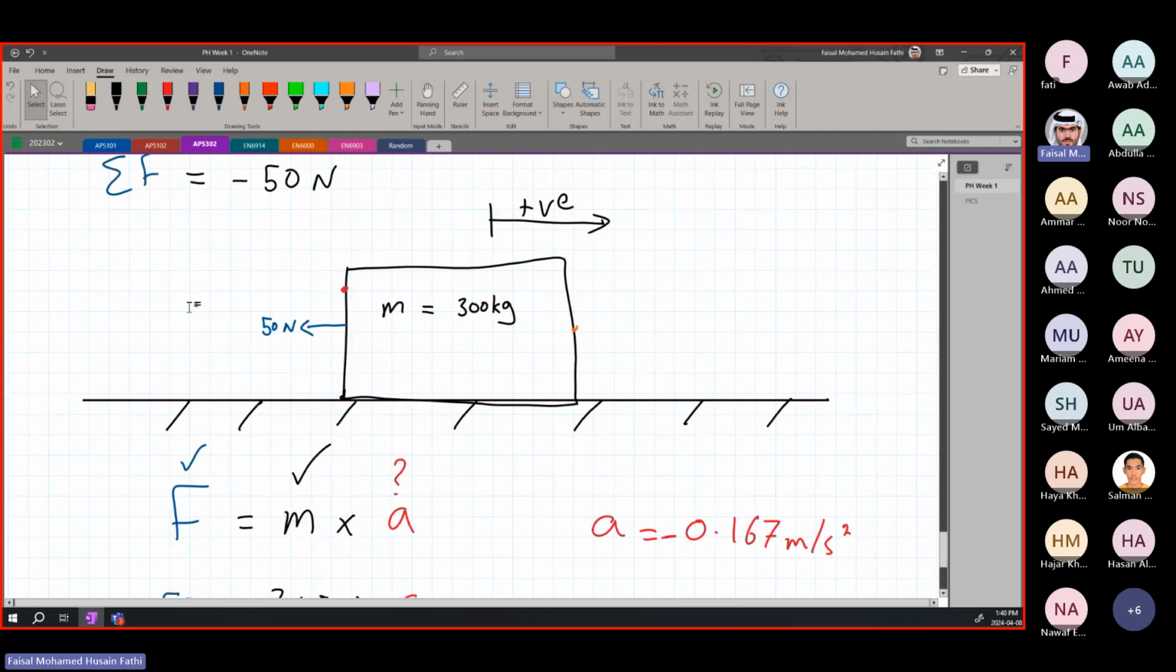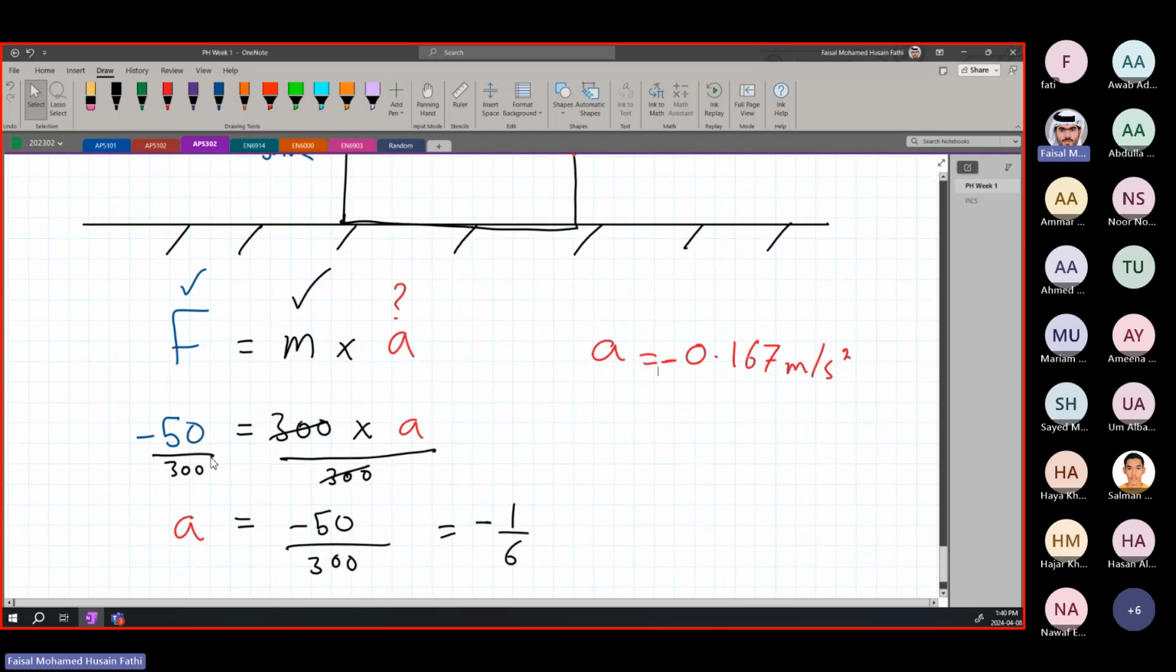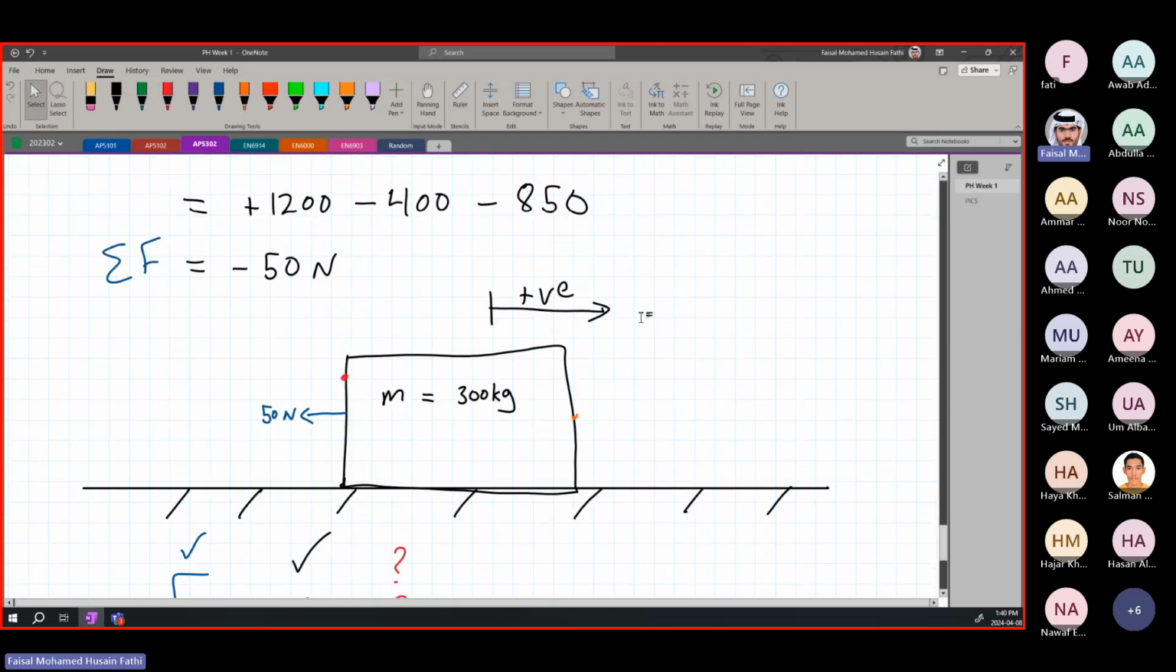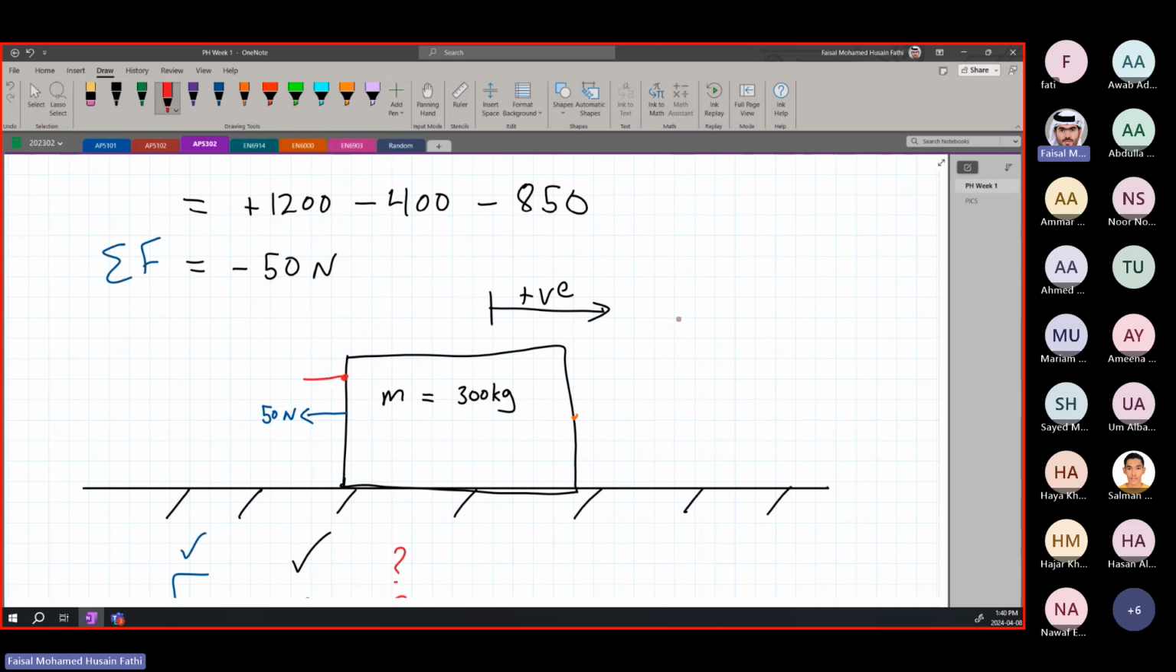We already know it has to go to the left because the force is going to the left. But let's say we did not mention that direction. So we know the force is minus 50. We're going to put it as minus 50 because we didn't determine the direction. Our answer came out in the minus, and this is where we decided our positive direction to be. So we know that the direction of the acceleration will be in the opposite way, and it is going to be 0.167 meters per second squared.